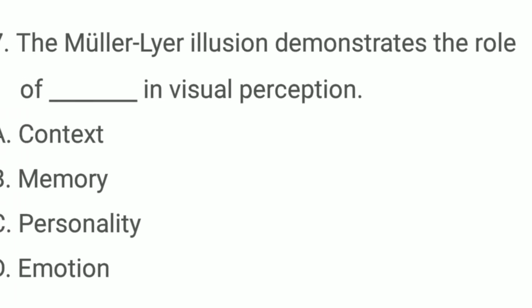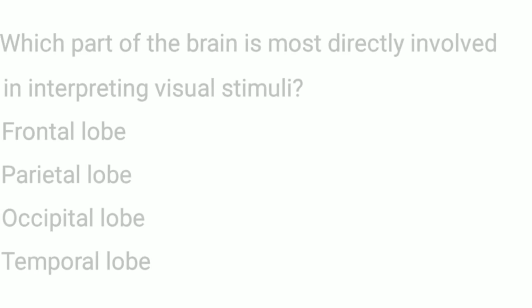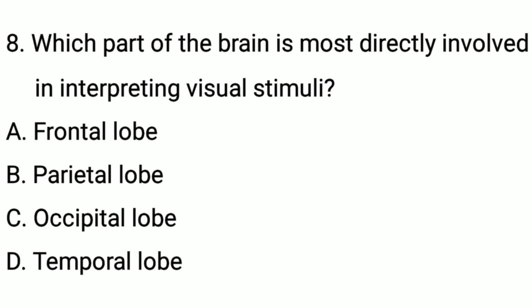Question number 7. The Muller-Lyer illusion demonstrates the role of dash in visual perception. The right option is option A, context. Question number 8. Which part of the brain is most directly involved in interpreting visual stimuli? The right option is option C, occipital lobe.